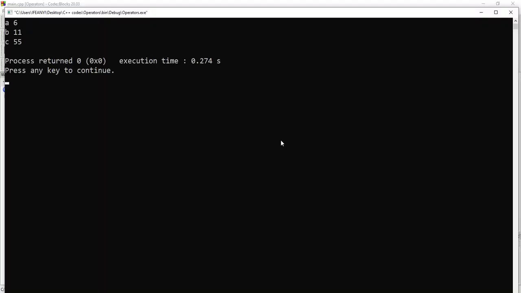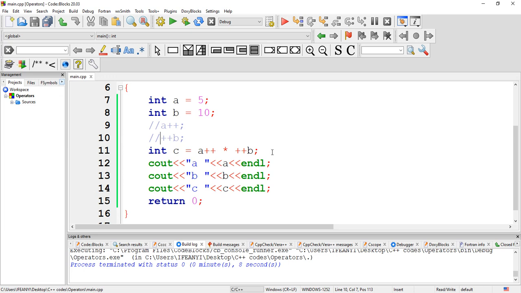So A is 6, B is 11, while C is 55, meaning that what we use for this multiplication here is 5, which is use me first before increasing me. So we used it at 5 to multiply. This one says increase me first before using me. So let's turn this to ++A times ++B.